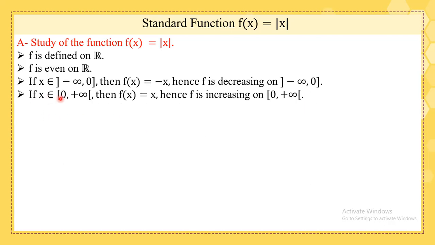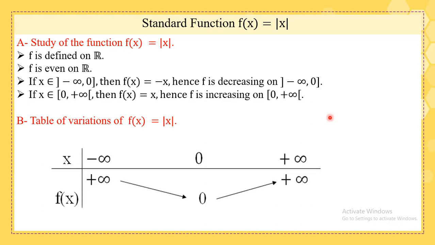It's negative, so the straight line is decreasing. And if x belongs to 0, plus infinity, then f of x is equal to x. Hence, f is increasing on 0, plus infinity. The table of variations of the absolute value of x: from minus infinity to 0, it's decreasing, and from 0 to plus infinity, it's increasing. And the absolute value of 0 is equal to 0. So this function admits a minimum which is equal to 0.